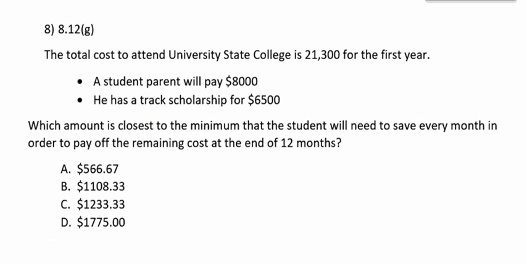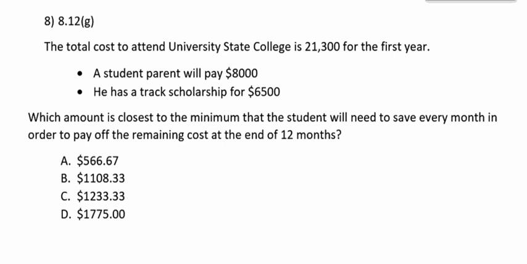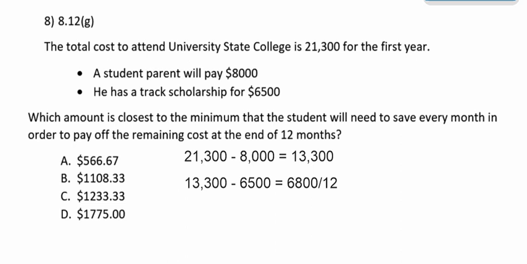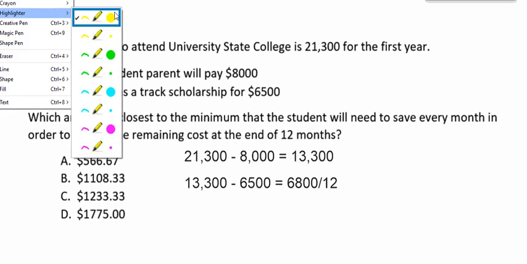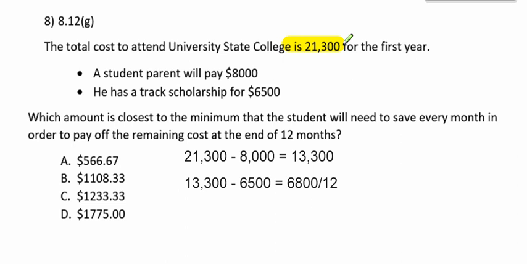Number 8 is another one of those problems about paying for college. I'm going to pause again. All right, so on number 8, it's $21,300 for the first year. You're going to subtract $8,000. That's the part the parents are going to pay. Track scholarship, you're going to subtract. And so now you're down to $6,800. And you're paying it out over 12 months, so the last step would be to divide by 12. And you're going to have to save up $566 a month.